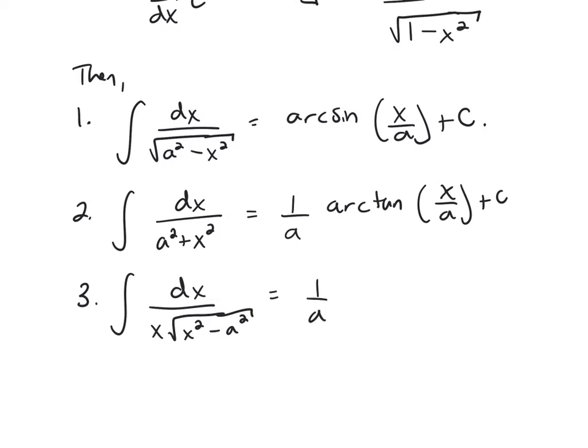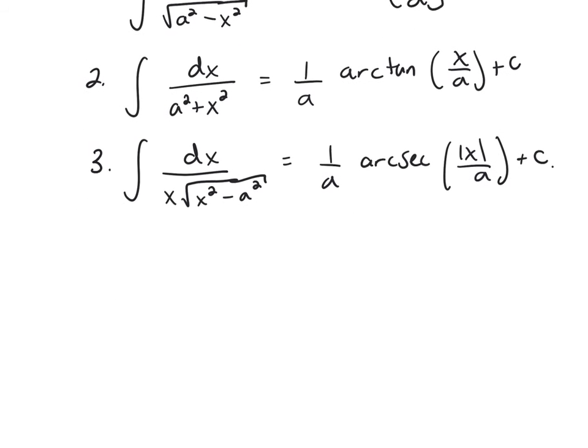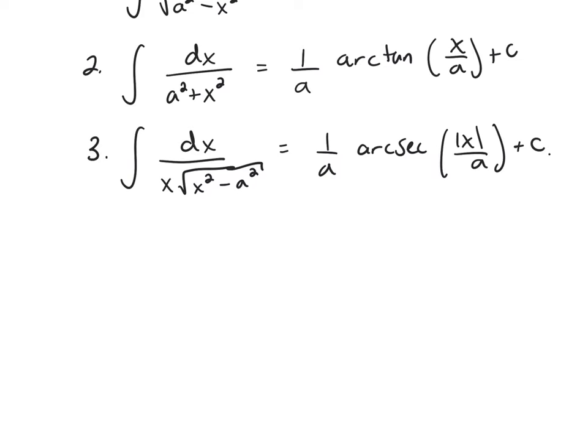It's 1 over a arc secant of the absolute value of x over a plus c. So all of these are formulas that we're going to end up using in this section, so you might want to reference them and write them down so we can see them.